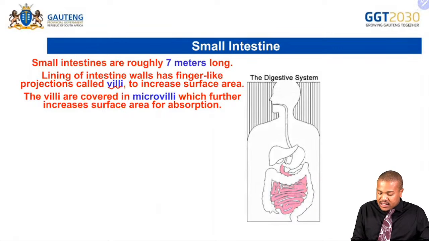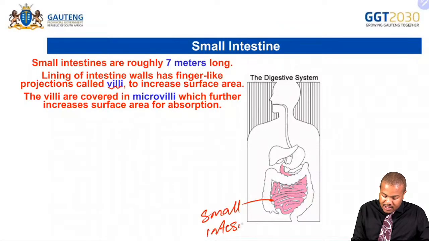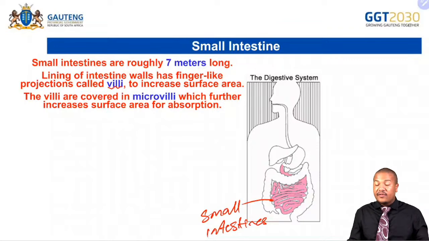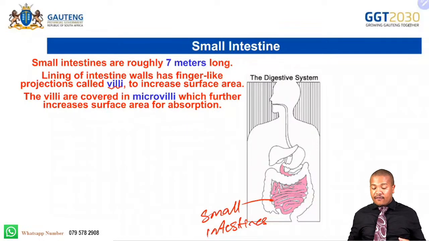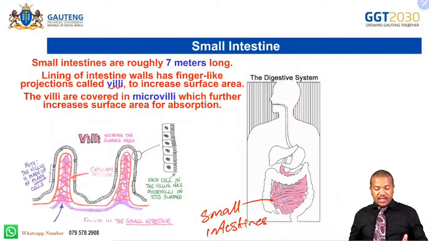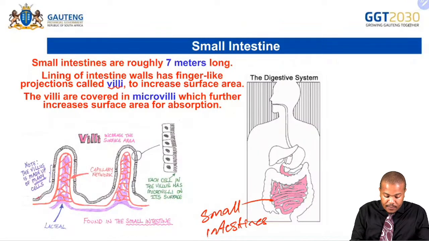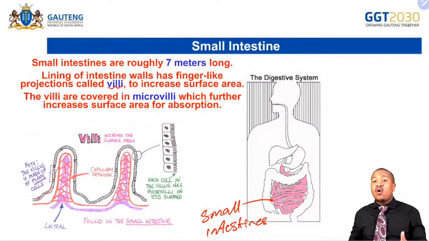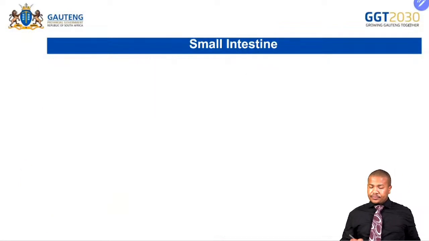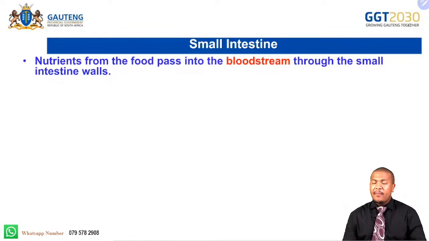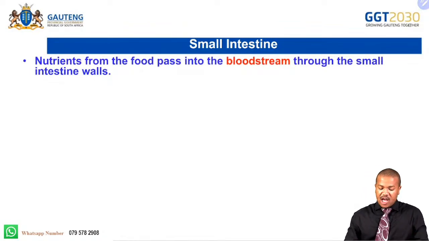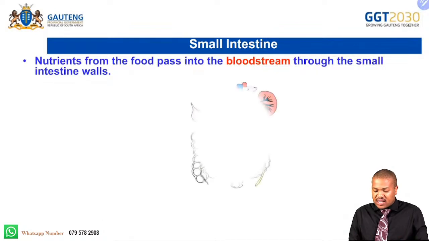These are the small intestines from our diagram, in this pink color. They are lined with villi and microvilli to increase surface area for absorption. These are the villi inside the lining of our small intestines. Remember, this is where absorption takes place. The nutrients from the food pass into the bloodstream through the small intestine walls.